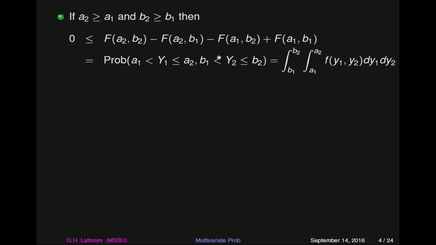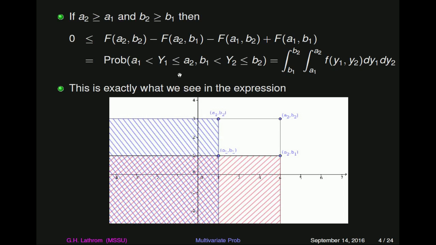Now this will end up evaluating as capital F of a sub 2 b sub 2 minus F of a sub 2 b sub 1 minus F of a sub 1 b sub 2 plus F of a sub 1 b sub 1. Now what is that expression really giving us? Well, capital F of a sub 2 b sub 2 is really represented by integrating over this entire big rectangle that we have, so all the way over from minus infinity in both directions up to a sub 2 b sub 2.